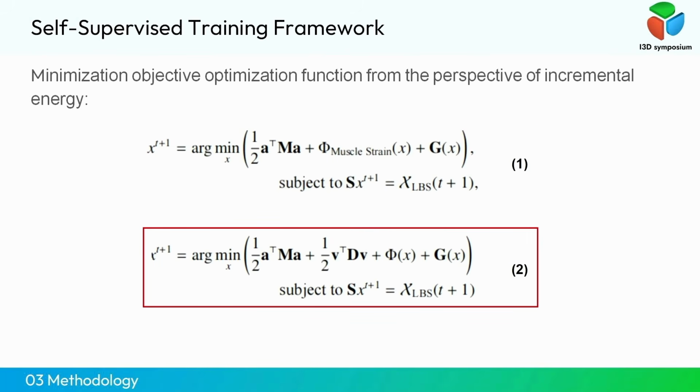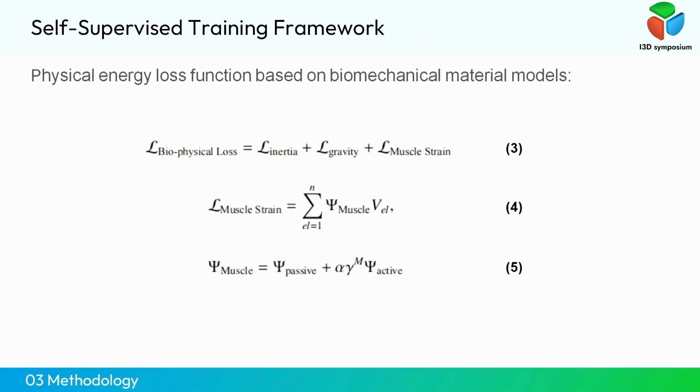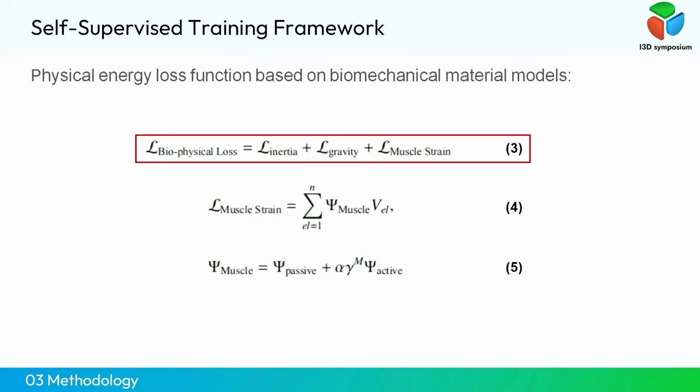Starting from reformulating the solution of the secondary dynamic motion equations as an optimization problem with respect to the predicted positions, the self-supervised training framework for the soft tissue deformer is constructed as equation 2. The core of solving the above two optimization problems is to describe the total energy of the corresponding dynamic system in the form of a loss function. Centered around the objective function, we construct the corresponding physical energy loss function based on biomechanical materials. The inertial energy term L inertia and the gravitational potential energy loss term L gravity are calculated in the same manner as in previous works.